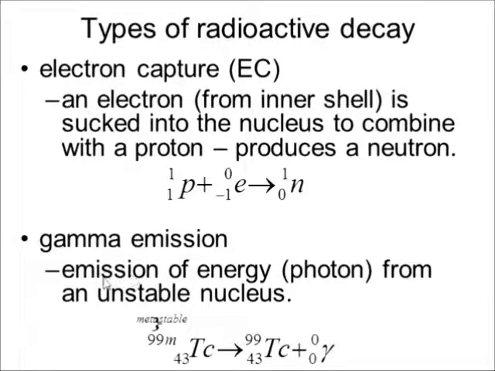And then gamma emission. Here you get that energy or photon that's released from an unstable nucleus. So nothing really changes in that the atomic number and the mass number stay the same. Only big difference is now it becomes a little more stable, and some of that gamma radiation is released. And so those are our 5 types of radiation or radioactive decay that we see.